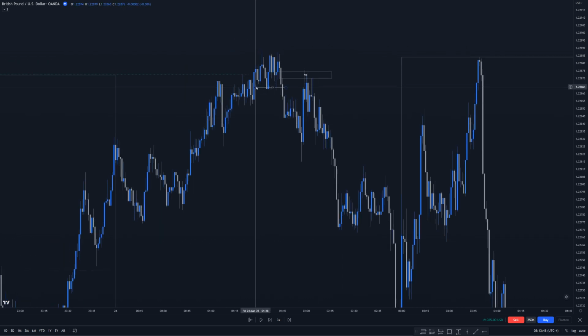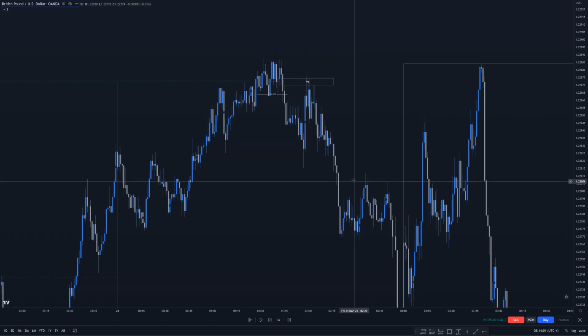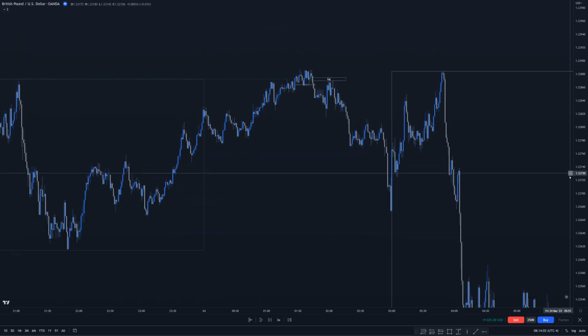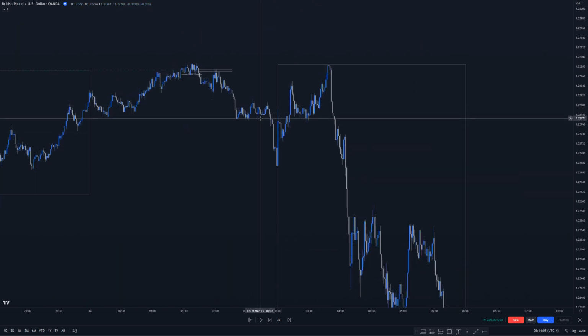There was a change of character here. The market broke down nicely. It printed a fair value gap: this candle's low, this candle's high. And eventually it came back up to touch us back into the gap, or trade in, and it absolutely melted.